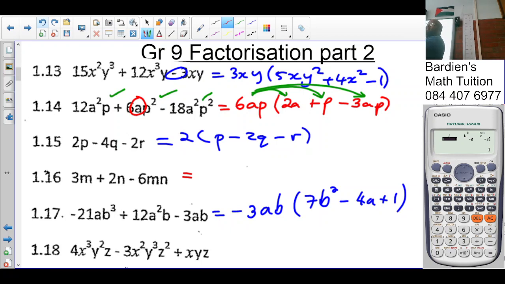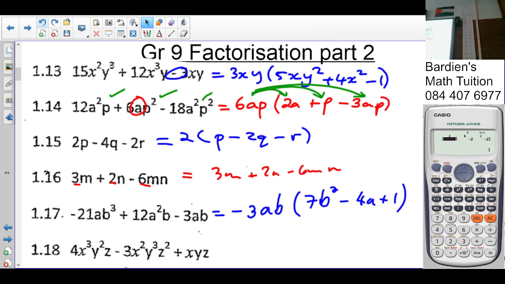1.16, yes. Unfactorable. Cannot be factorized. Right. Doesn't matter. Relax your bones. There's nothing that's common here other than 1. So it's not going to make a difference. So you say cannot factorize. Or you can just write 3m plus 2n minus 6mn. The same. You must just say can't factorize. It suffices.